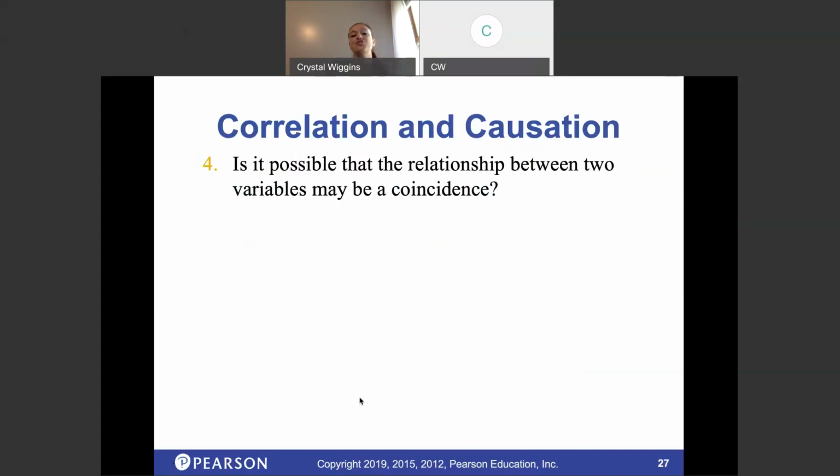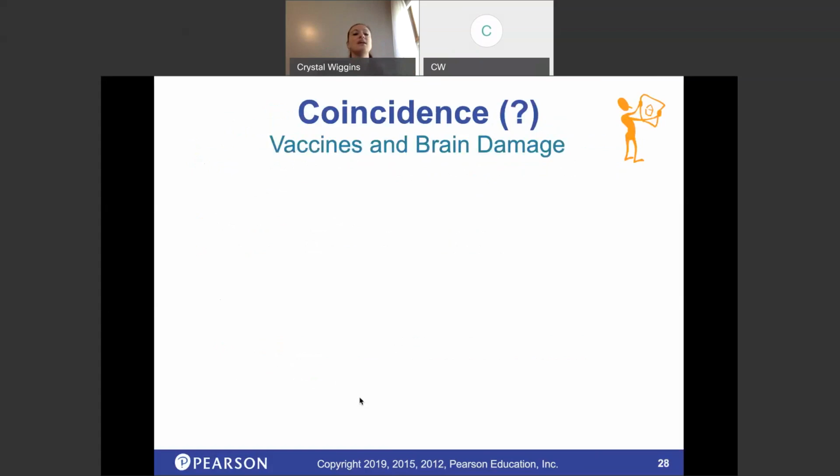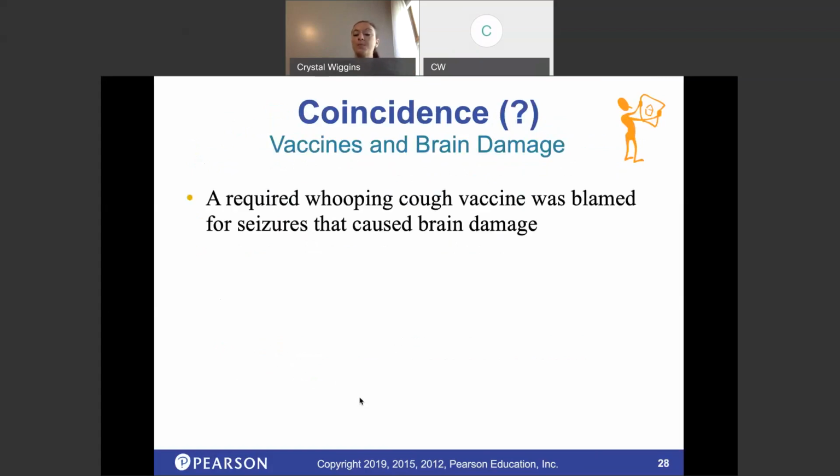Is it possible that the relationship between two variables may be just a coincidence? Take a look at this case study. A required whooping cough vaccine was blamed for seizures that caused brain damage. True story. This is a true case study. It led to the reduced production of this vaccine due to many lawsuits. Parents, when their children were getting seizures and brain damage, all said, hey, we all had this vaccine. This vaccine must be the reason. We blame this vaccine. Lawsuits happened. All of a sudden, the vaccine had an issue with production and with people wanting to have their children vaccinated.